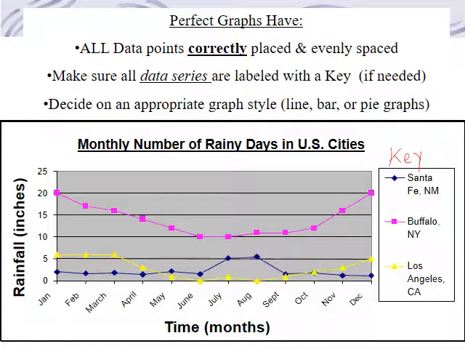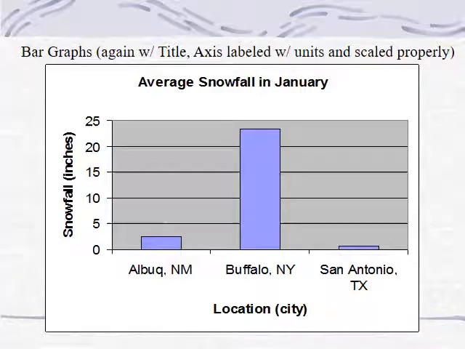So let's look at a bar graph next. Again, bar graphs must have titles. The axes, again, label with units, which is actually here, here, here, and here. And notice again, spacing is perfectly even. It's the same distance from here to here as it is from here to here. Everything's nice and evenly spaced out.